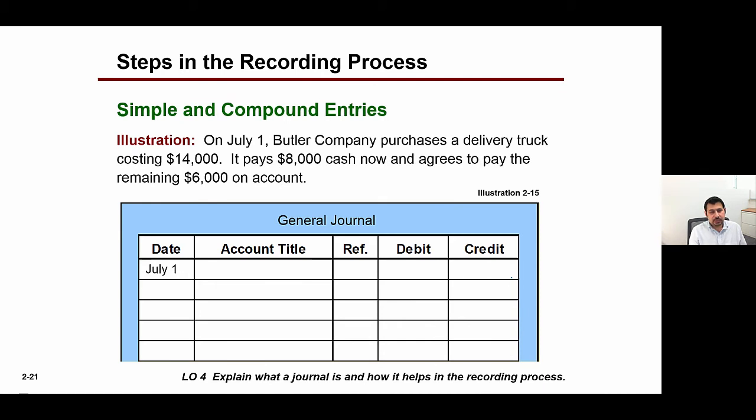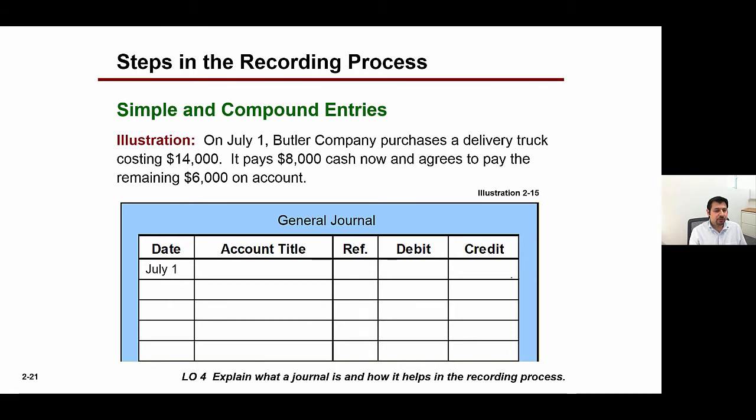Now this is a similar thing, however this is a compound entry. So on July 1st, Butler Company purchases a delivery truck costing $14,000. It pays $8,000 in cash and agrees to pay the remaining on account. Now, what accounts were involved in this transaction? First, we have equipment. And how do we make the journal entry?